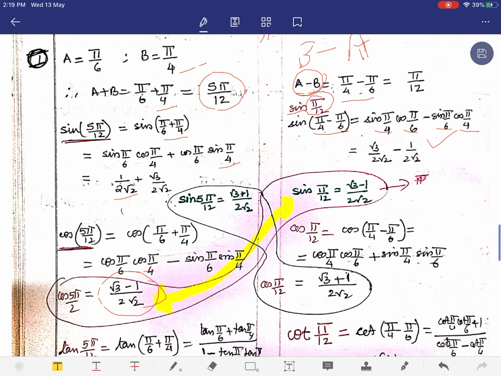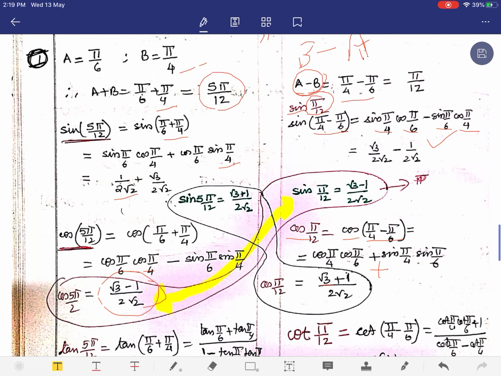Now, similarly, for the cosine function, cos of pi on 12, the combination is pi on 4 minus pi on 6. So, cos of b minus a is cos b cos a plus sin b sin a. The respective values make it root 3 plus 1 upon 2 root 2.